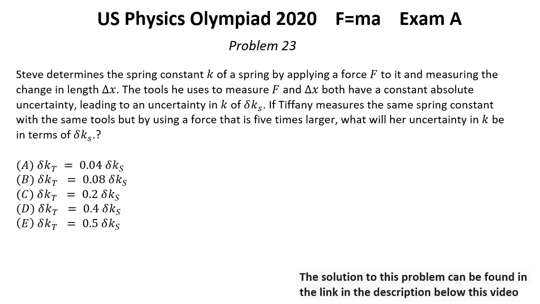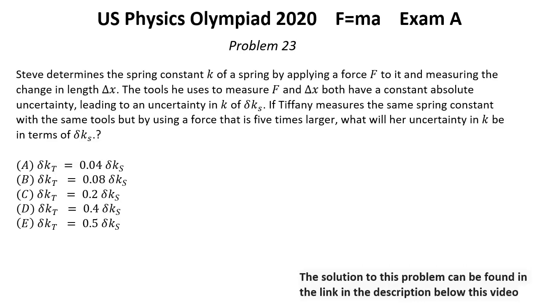Steve determines the spring constant K of a spring by applying a force F to it and measuring the change in the length dx. The tools he uses to measure F and dx both have a constant absolute uncertainty, leading to an uncertainty in K of delta Ks. If Tiffany measures the same spring constant with the same tools, but by using a force that is 5 times larger, what will her uncertainty in K be in terms of delta Ks?